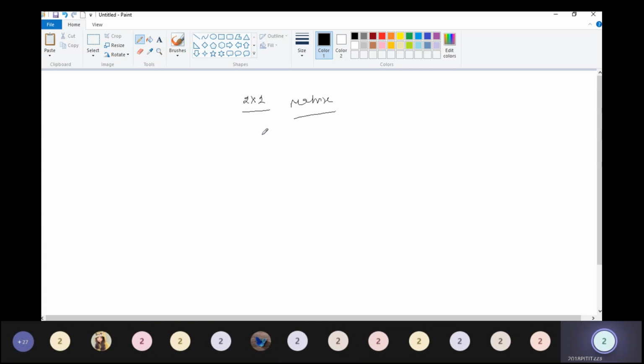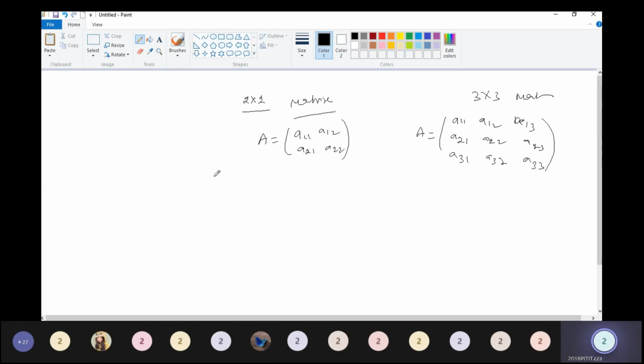That is A equal to A11, A12, A21, A22, and 3 by 3 matrix A equal to A11, A12, A13, A21, A22, A23, A31, A32, A33. So characteristic equation is, so you know the Ax equal to lambda x.